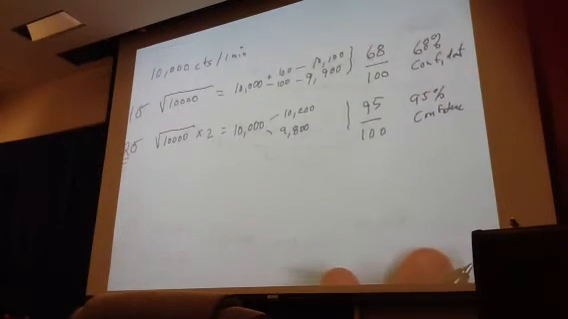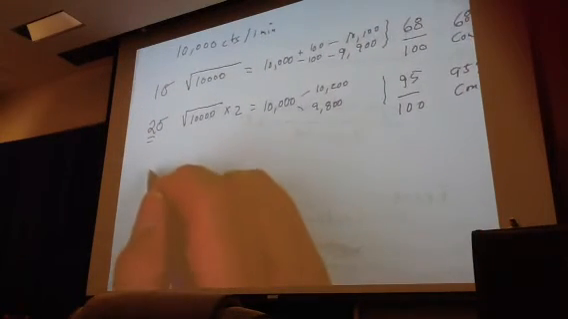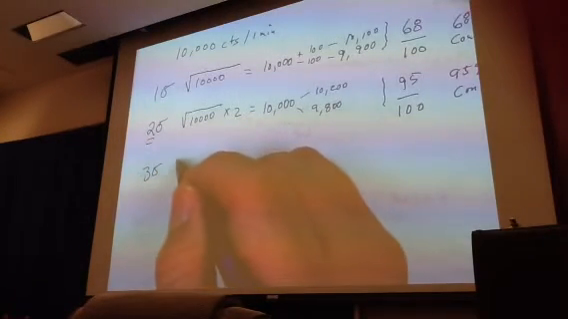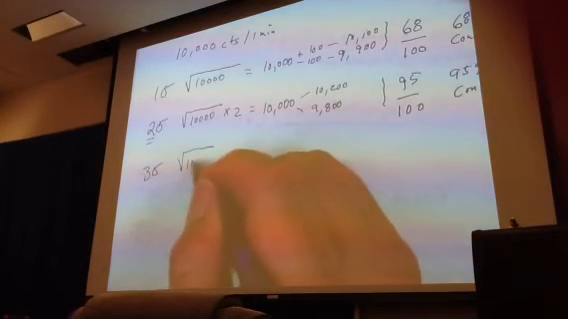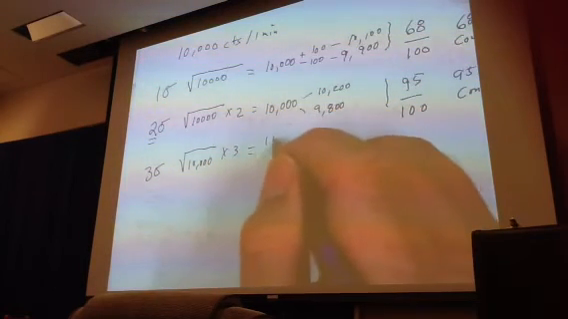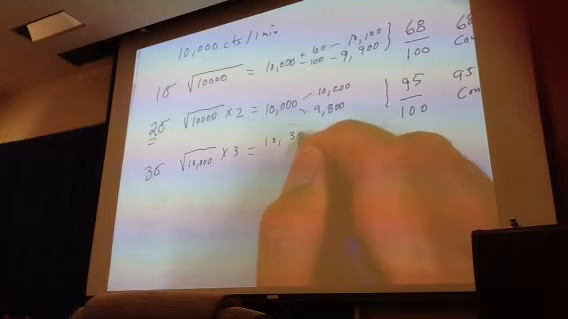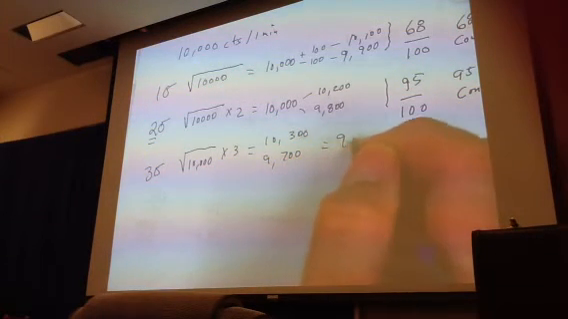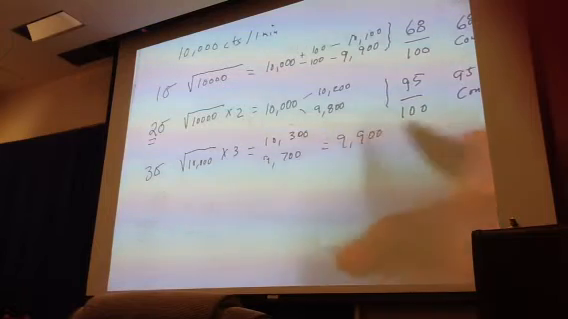Okay? The third is 99. The third standard deviation, okay, again, it's the square root of 10,000. So it's 10,300 to 9,700. You can expect that 99% of the time.